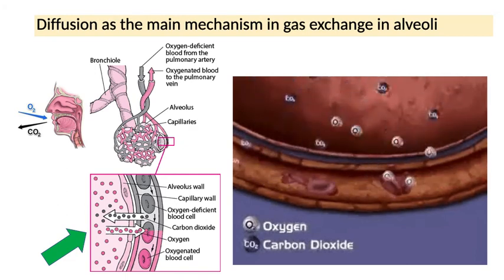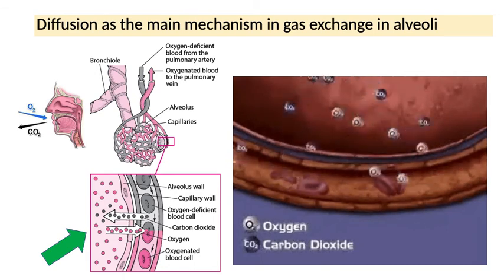And on your left, you can see an animation of how the carbon dioxide leaves the capillaries and enters the alveolus, while the oxygen from the alveolus enters the blood in the capillaries.